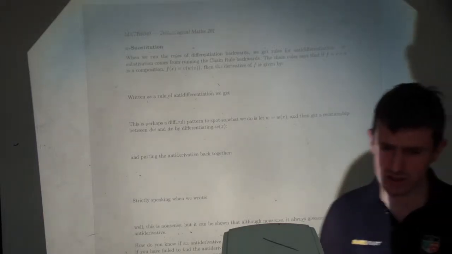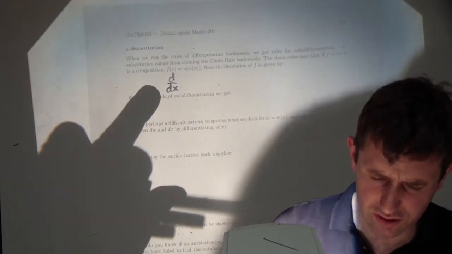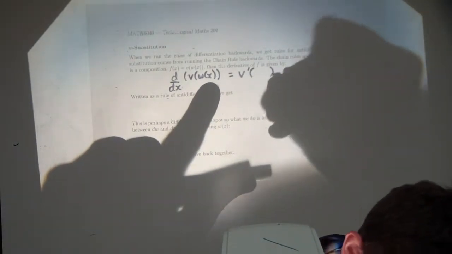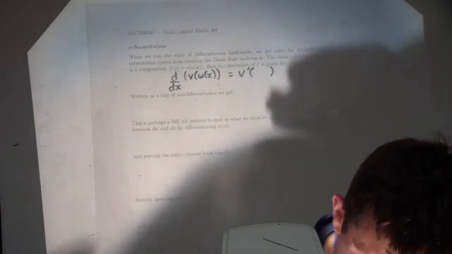So for example, we have the chain rule. It says that the derivative of, I'm going to write the chain rule a funny way, v of w of x. Now the symbols don't really matter, the only thing that's important is v is the outside, w is the inside. So the chain rule says you differentiate the outside, so you get v dashed, evaluate it at the inside, and I'm just going to write w, times the derivative of what's inside, which I'll call w dashed of x.